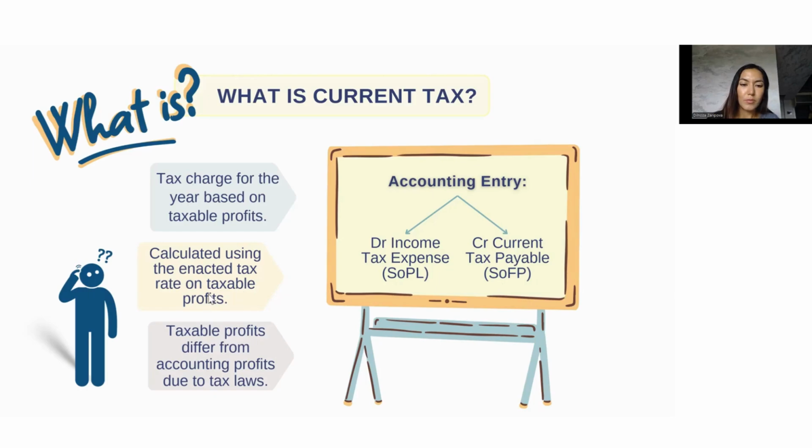So you calculate the taxable profits and you use the tax rate that was enacted, meaning established by government, right? Taxable profits differ from accounting profits due to tax laws, because the tax legislation may not allow you to deduct some expenses. But in accounting profit, you anyway need to deduct. Let's say maybe you are doing some provisions, and by tax, it's not allowed. So that's why accounting profits will be different from taxable profits.